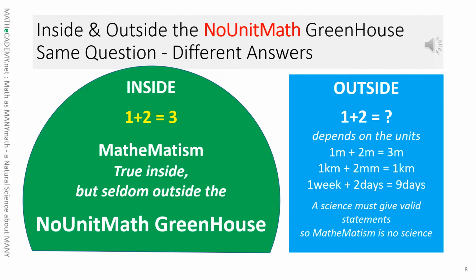Inside and outside the no-unit math greenhouse, the same question gives different answers. Inside the no-unit math greenhouse, 1 plus 2 is 3, always. This may be called mathematism, true inside, but seldom outside, the no-unit math greenhouse. Outside the no-unit math greenhouse, 1 plus 2 depends on the units. 1 meter plus 2 meter is 3 meter, but 1 kilometer plus 2 millimeter is still 1 kilometer, and 1 week plus 2 days is 9 days. A science must give valid statements, so mathematism is no science.